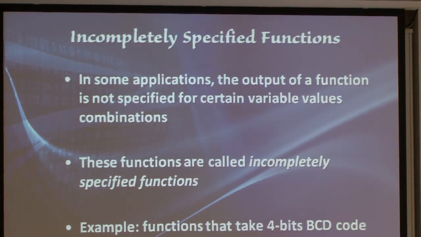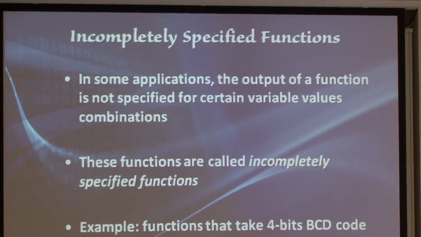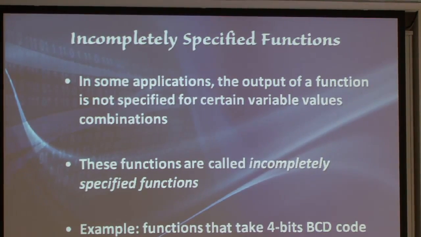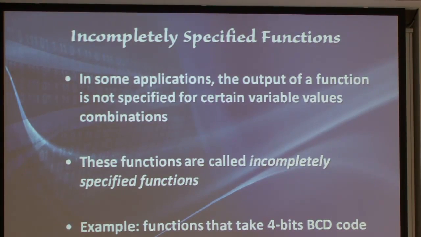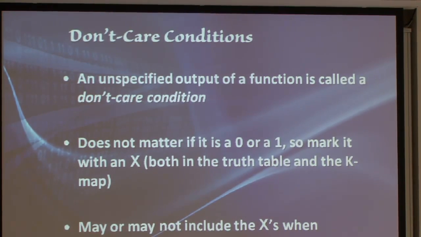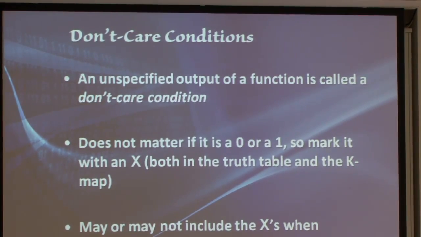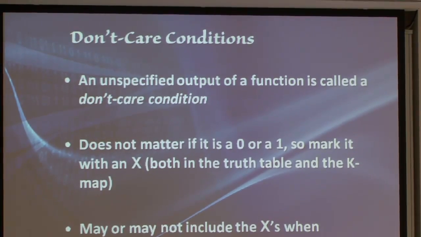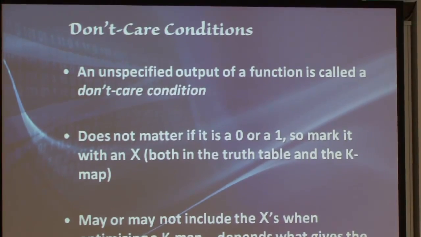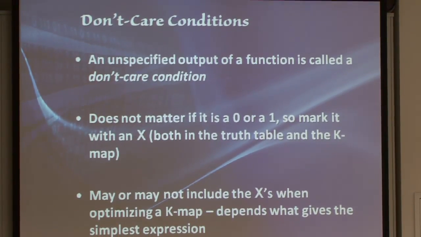So 1010 all the way through 1111. There are valid 4-variable combinations, but if our function works on BCD inputs, then you can assume that they will never be inputs to the function, and I will not need to account for them. So this is what we call a don't care condition. If we have some input combination that the function is not specified for, we call it a don't care output. And then we can make the function be either a 0 or a 1.